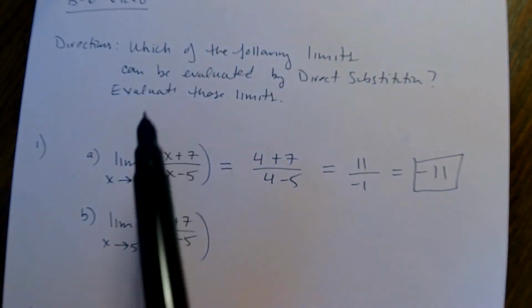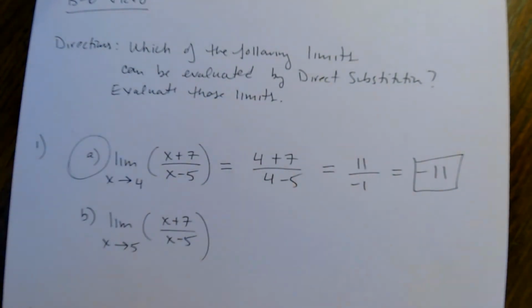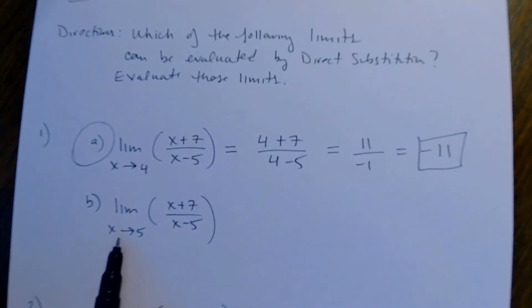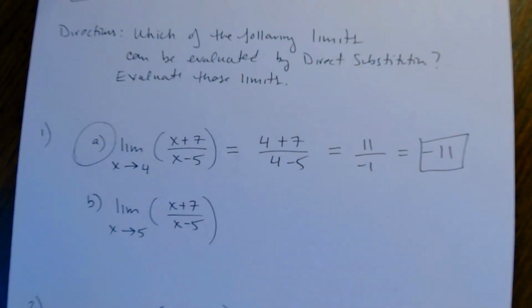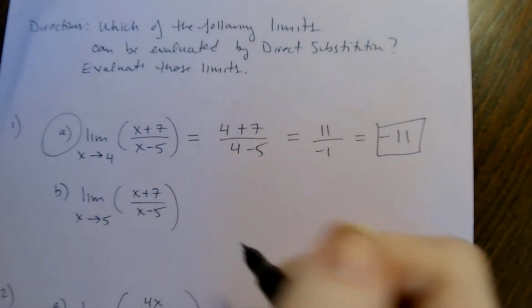Okay, so yeah, this one, that one can be evaluated. Can this one be evaluated by direct substitution? Direct substitution would mean you're plugging 5 in where the x's are. But look, if you do that in the denominator, you would get 5 minus 5. And so you'd get 0 in the denominator. So that would be undefined. So that doesn't work. So you can't do it there. Okay, won't work.